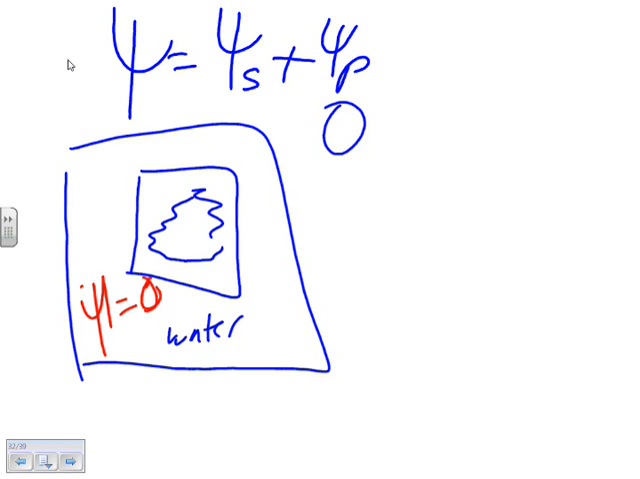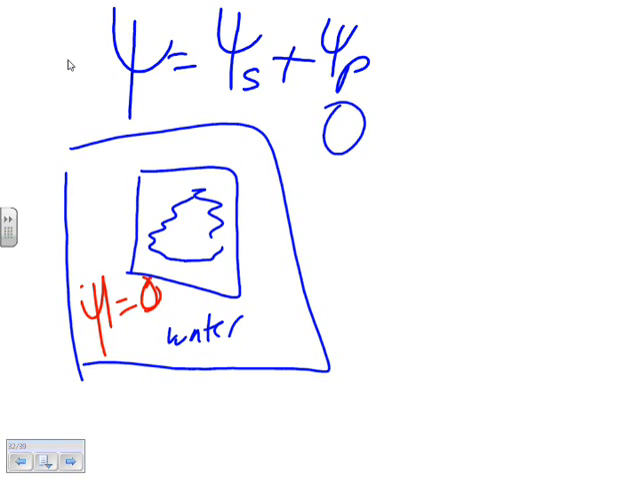Water potential out there is 0. Now remember, this cell has solutes inside it: sugars, salts, different stuff. What's the solute potential like inside that cell? Negative. It's a negative number. Probably a pretty big negative number because plants have a lot of solutes, right? A lot of sugars, that kind of thing.